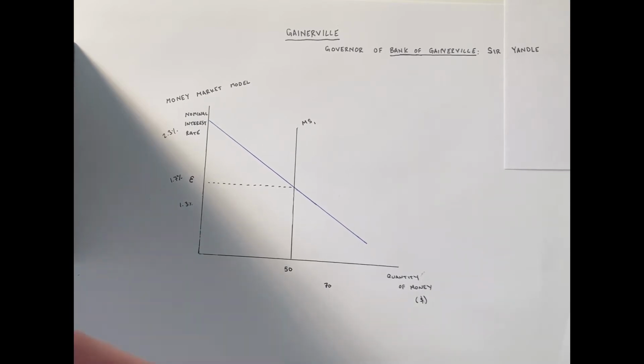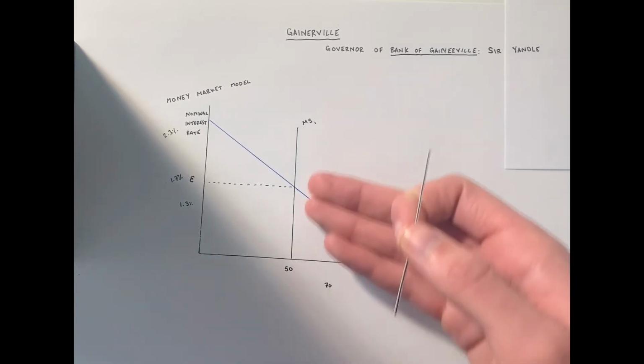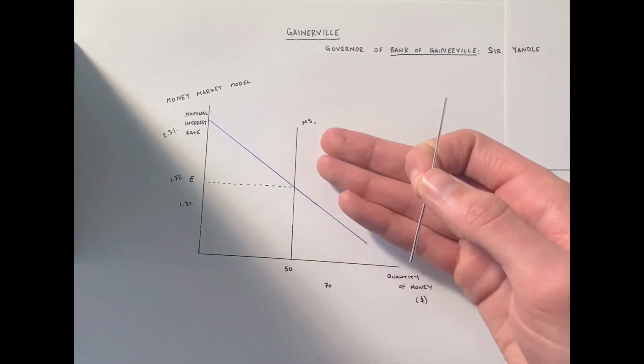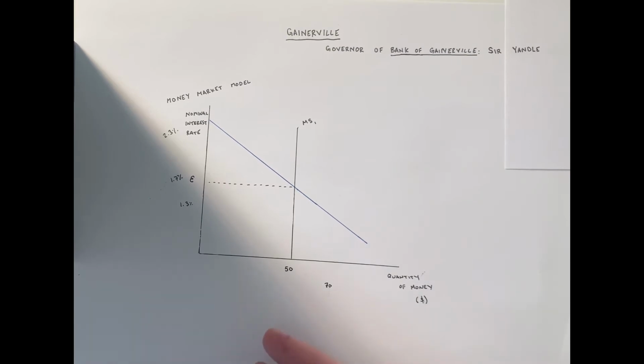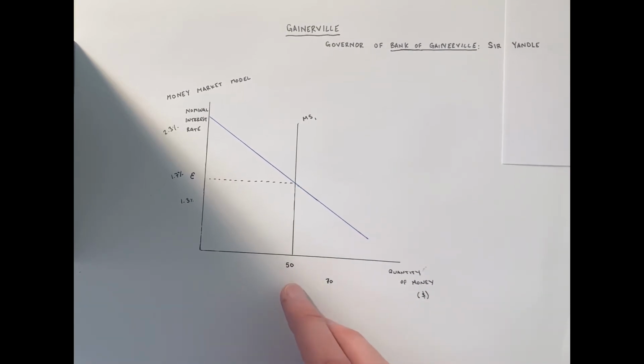So this is going to be an example here of a made-up city. The governor of the Bank of Gainerville, so kind of like the head of Gainerville's bank, or the central bank, is Sir Yandel. And Sir Yandel has the power here to adjust the money supply curve. Money supply curve is straight up and down here, noted by MS1. And MS1 is the amount of money that's in the market. So that's going to be $50 for the sake of this.